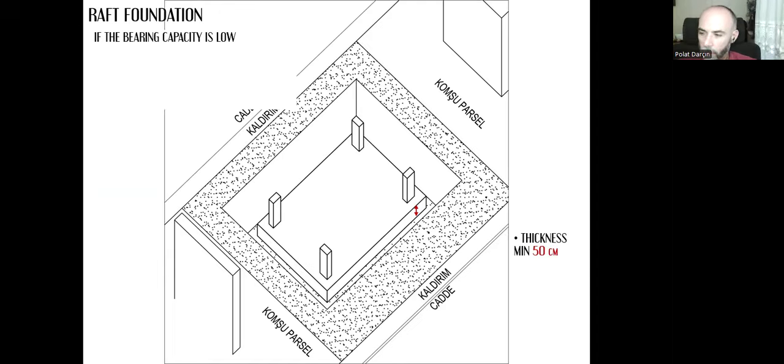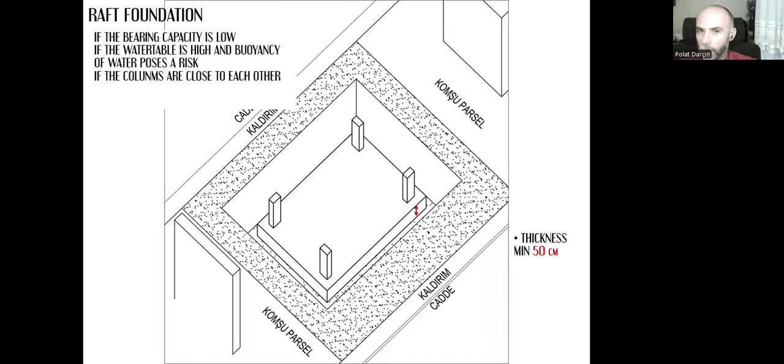If the bearing capacity of the ground is so low, if the water table is high and there's this buoyancy of water, it poses a risk. If the columns are close to each other, so that when we do the continuous footing, there is no gap or a very small gap in between the columns. If there is this high risk of earthquake, if the loads of the superstructure are so high, then we can prefer a raft foundation. These are the main reasons to prefer a raft foundation.